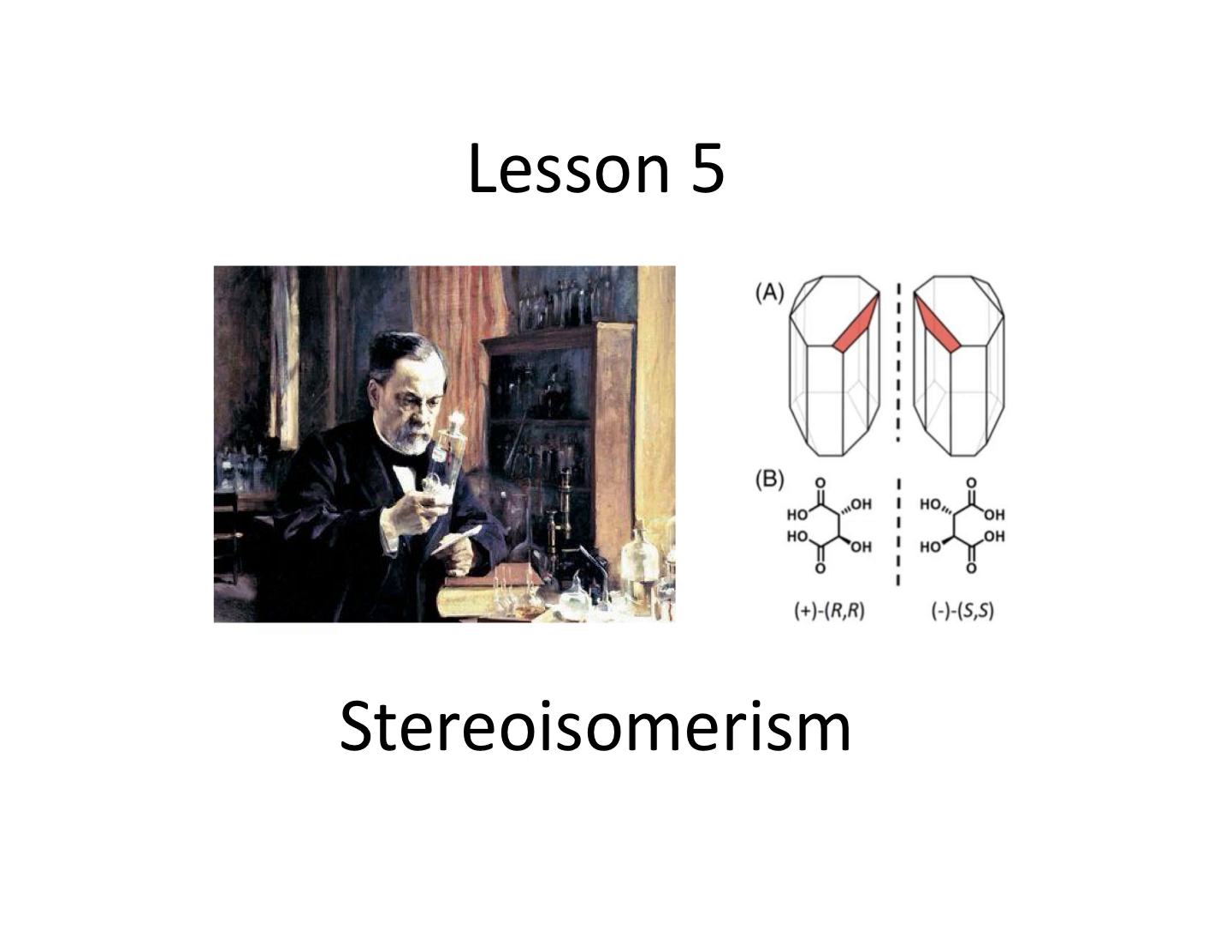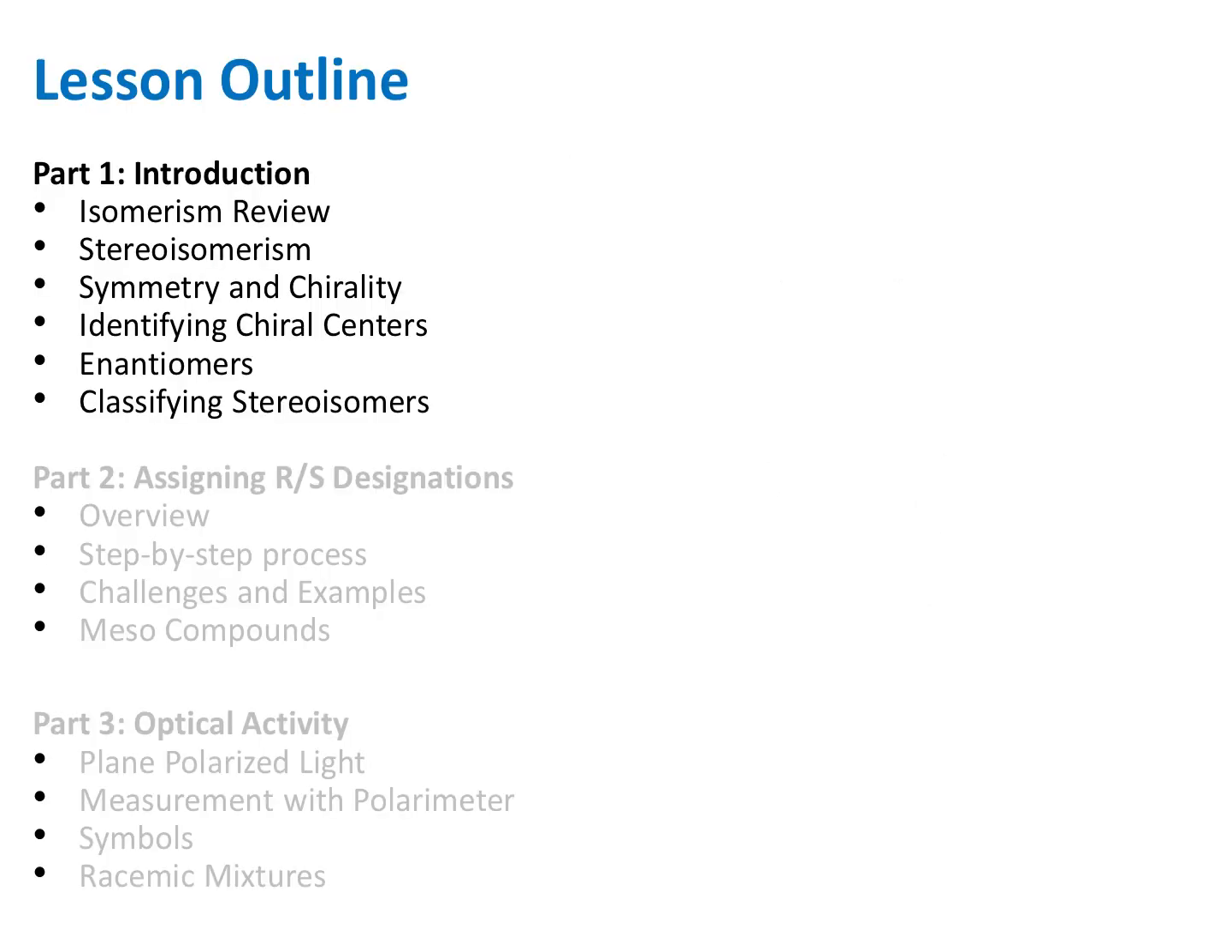Let's go to the next page and look at the outline of topics before we get started. Here's what we'll cover in this lesson. The lesson is broken down into 3 parts. In Part 1, we'll start with an introduction and review the concept of isomerism. Then, we'll explore stereoisomerism, including symmetry and chirality, identifying chiral centers, and the concept of enantiomers. We'll also learn how to classify different types of stereoisomers.